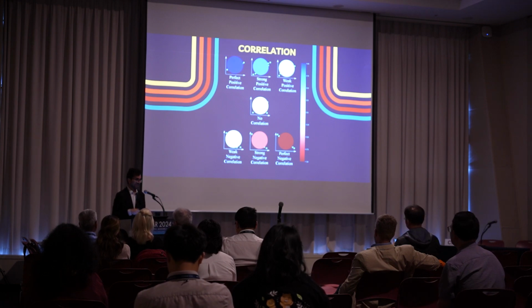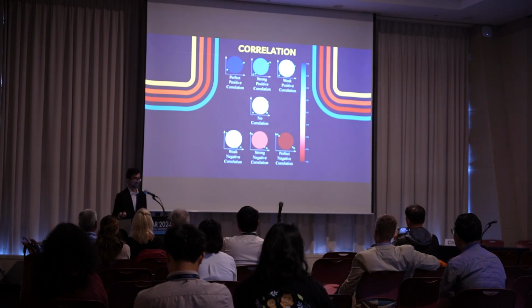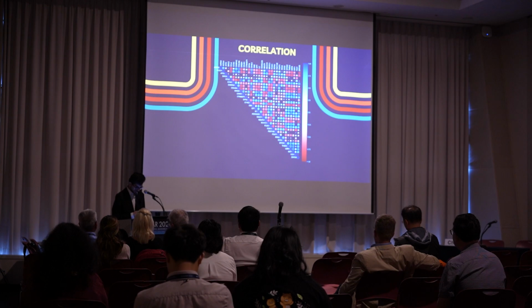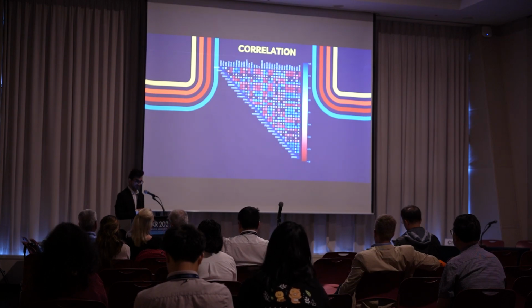weaker the correlation. Also, the more blue the color, the more positive the correlation, and the more red the color, the more negative the correlation. And that scale is shown right there. Okay. So this is what a correlation plot looks like.